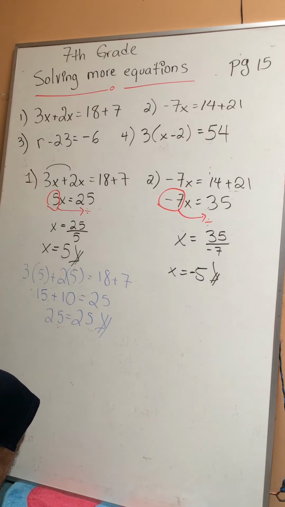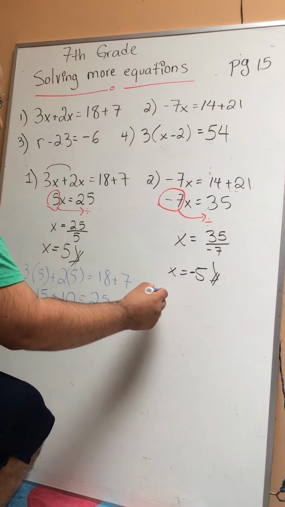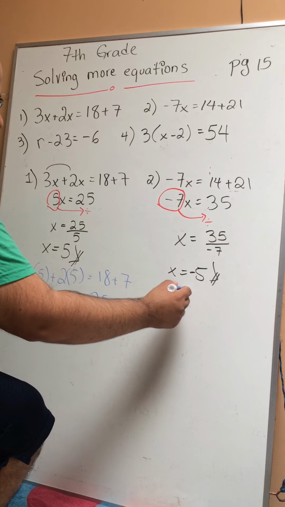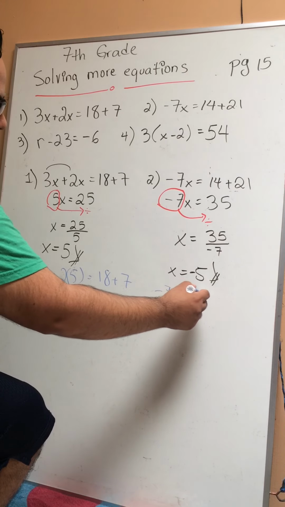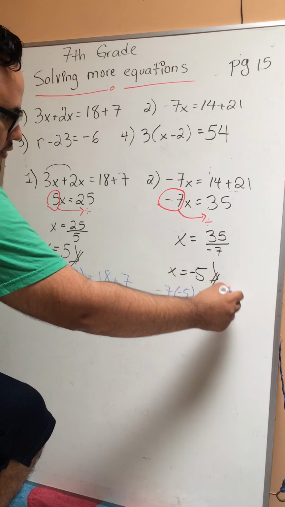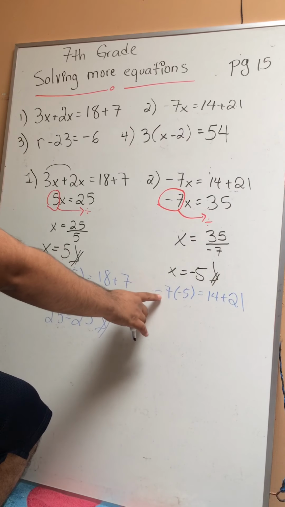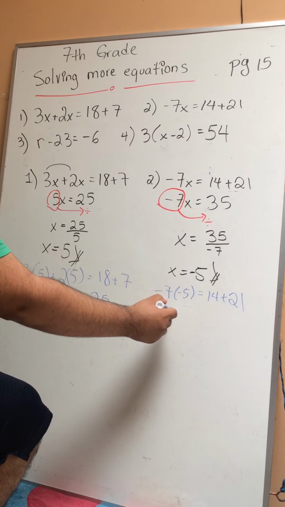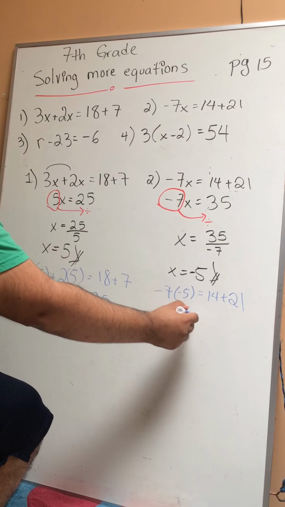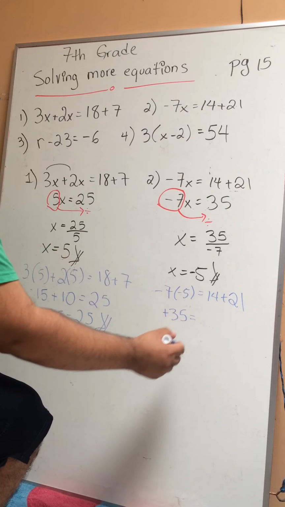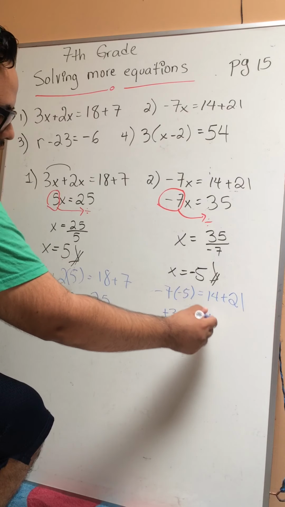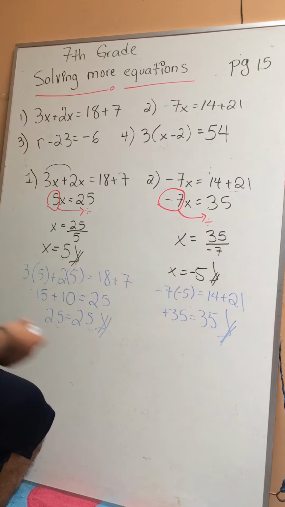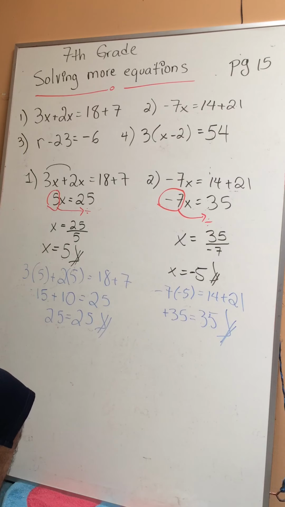And what do we do? We substitute in the original equation just to make sure that it is correct. So we put minus 7 times minus 5 equals 14 plus 21. Minus times minus is positive. 7 times 5, 35. 14 plus 21, 35. So we know that the answer is correct.